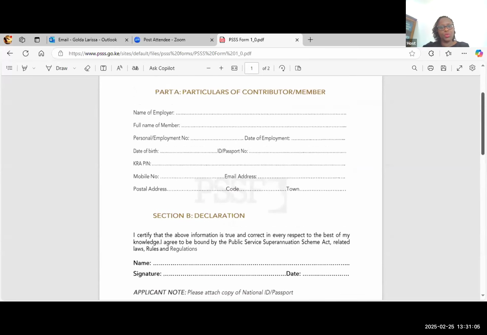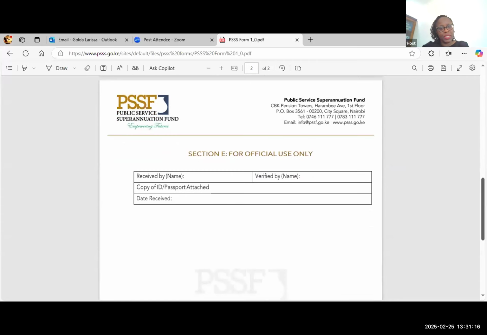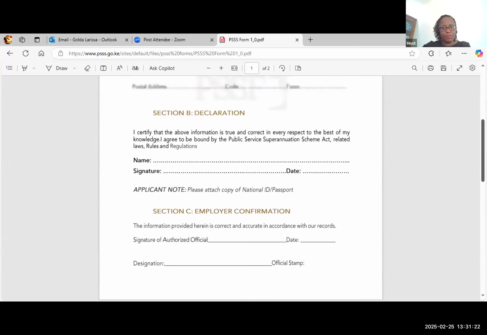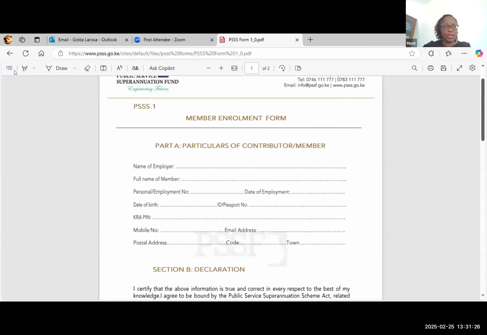This is required so that we can confirm that the information you have written is the same information that we have and no mistakes have been made. And as you can see, this form is a 1-pager because Section E is for official use by the scheme. The forms have been simplified. This is a 1-minute form which gives us your information as our member.